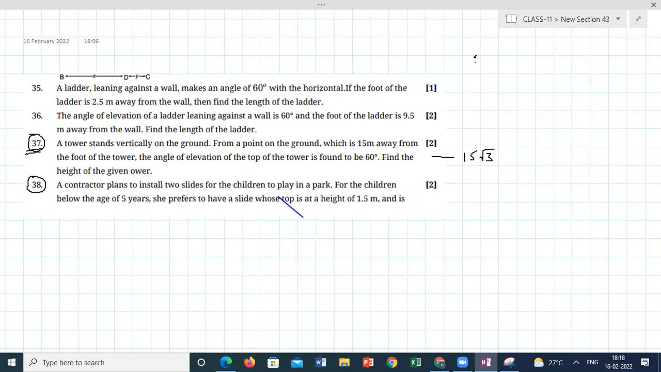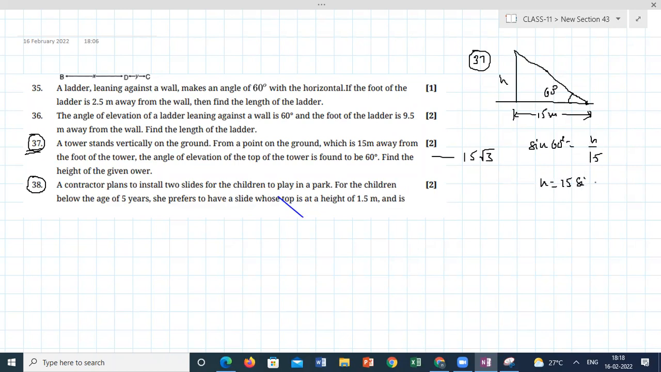I will draw the diagram for 37. A tower stands vertically on the ground. There is a point on the ground 15 meters away from the foot of the tower. The angle of elevation of the top of the tower from the point is 60 degrees. They are asking the height of the tower. So sine 60 is equal to h by 15, so h is equal to 15 sine 60, which is 15 into root 3 by 2.